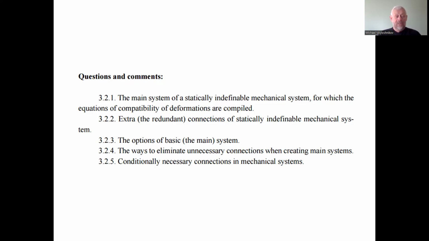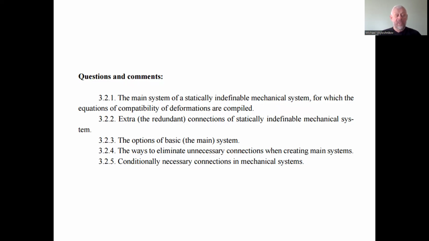3.2.2, the extra, redundant connections of a statically indefinable mechanical system. To make the main system, a statically definable system of the assigned system, we have to find the redundant, the extra connections of the statically indefinable mechanical system. And we have to be aware of the possibility, when making the system statically definable, that some joints of the main system would be on the same straight line.